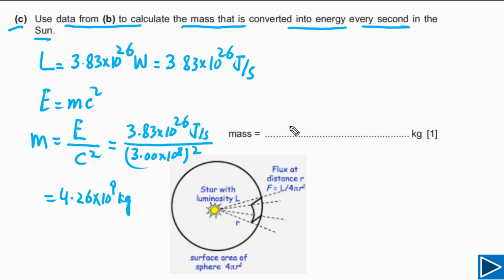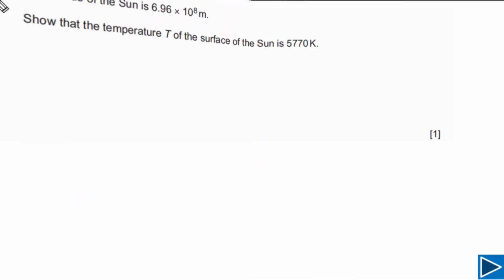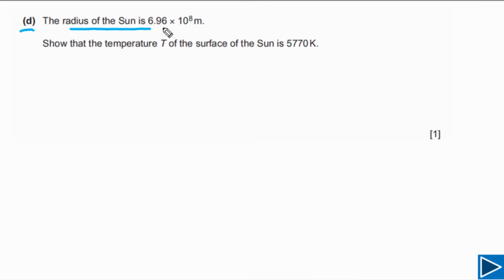So our final answer is 4.26 times 10 to 9 kg, kilogram. Our final answer has 3 SF because the given quantity has 3 SF, so you have to use 3 SF in this case. And this question has only 1 mark. If you got the right answer, you will get this mark. For part B, the radius of the sun is given.